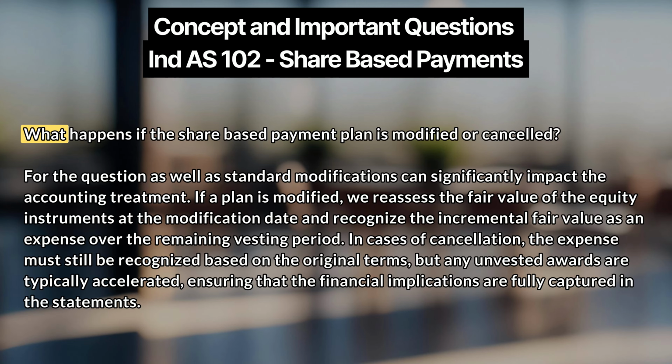Now, on to the next question. What happens if the share-based payment plan is modified or cancelled? Modifications can significantly impact the accounting treatment. If a plan is modified, we reassess the fair value of the equity instruments at the modification date and recognize the incremental fair value as an expense over the remaining vesting period. In cases of cancellation, the expense must still be recognized based on the original terms, but any unvested awards are typically accelerated, ensuring that the financial implications are fully captured in the statements.